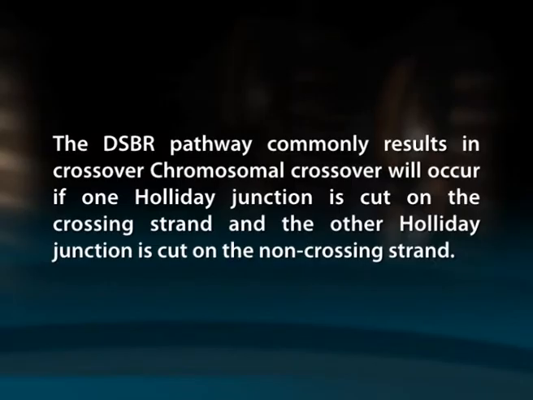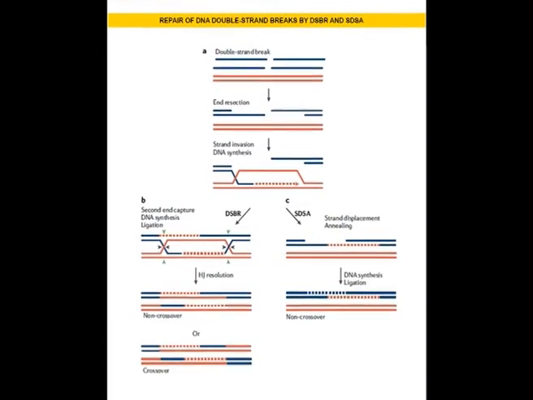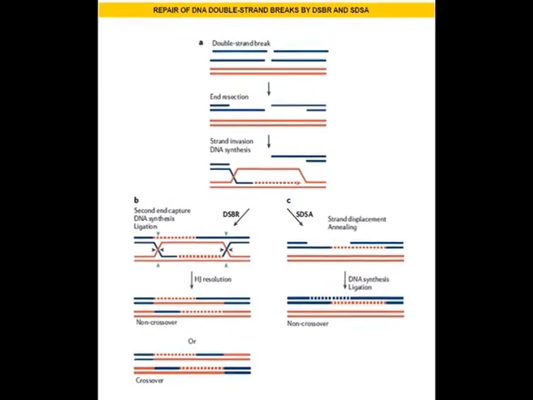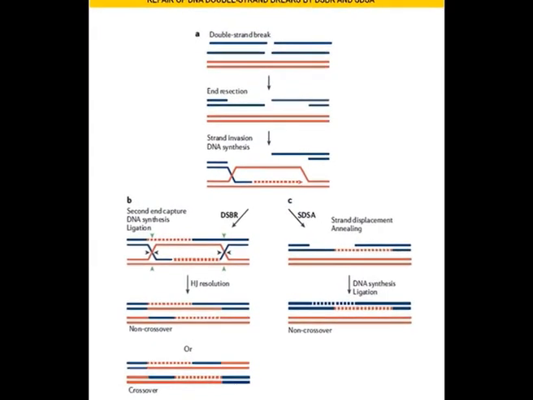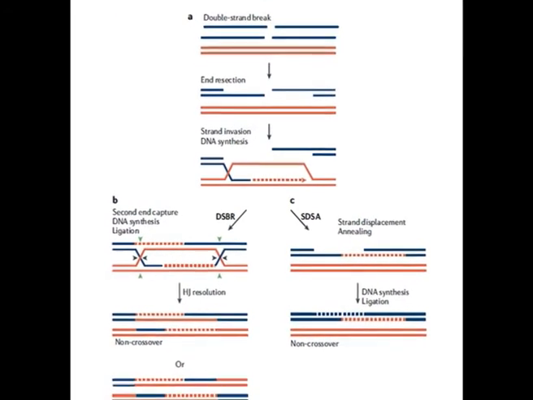The DSBR pathway commonly results in crossover. Chromosomal crossover will occur if one Holliday junction is cut on the crossing strand and the other Holliday junction is cut on the non-crossing strand. This can be seen as shown in the figure along the horizontal purple arrowheads at one Holliday junction and along the vertical orange arrowheads at the other Holliday junction.